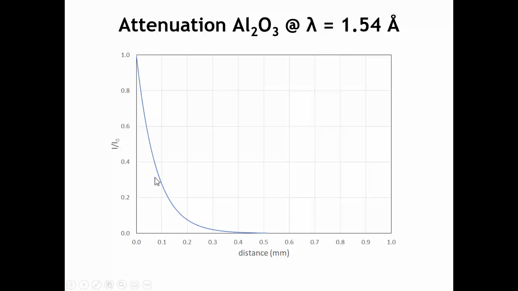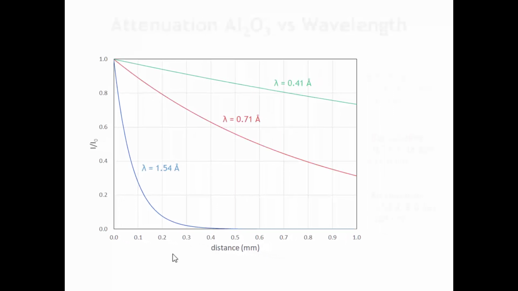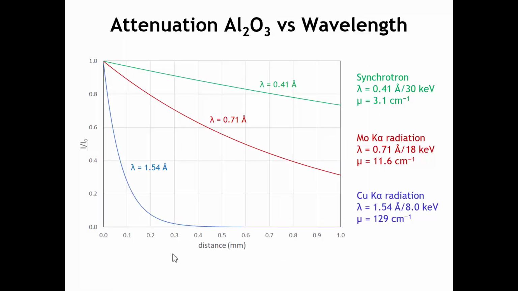And in general, a lot of single crystal diffraction experiments are done with crystals on the order of a few tenths of a millimeter to minimize the absorption effects. It also has implications when we want to do powder diffraction in a transmission mode, as we'll see in a few slides. Now, if we were to change the wavelength, then the absorption of X-rays by the aluminum oxide would change pretty significantly.